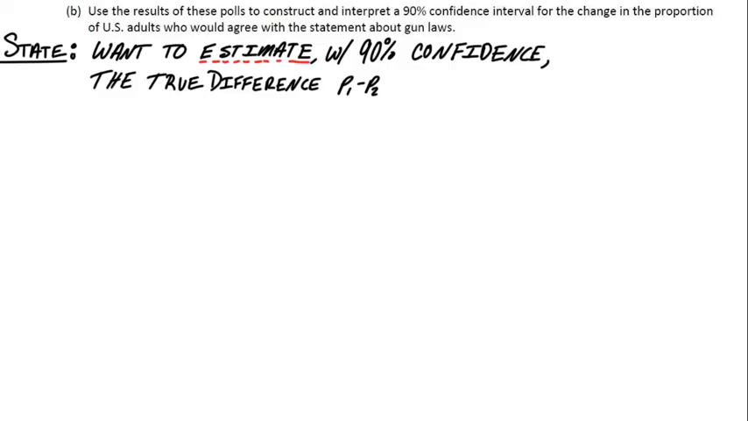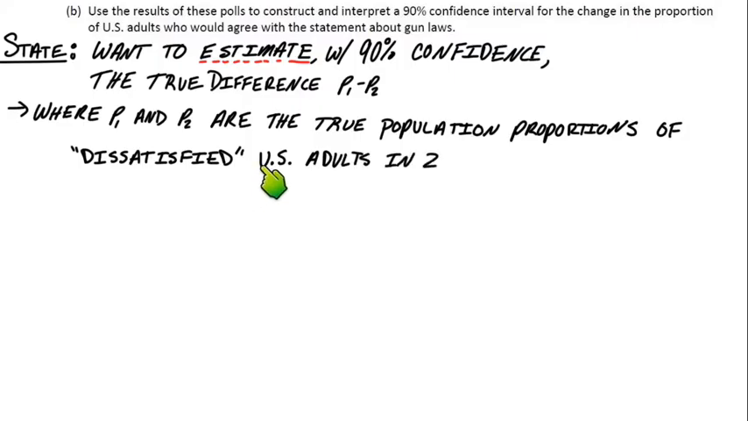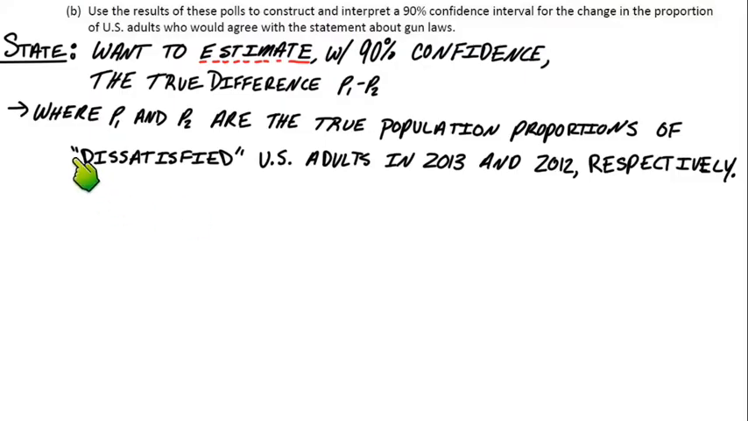The only thing that we're lacking right now is what P1 is and what P2 is. And it definitely matters what order we're subtracting them in. So let's give it some context here. We can say where P1 and P2 would be the true population proportions of "dissatisfied" U.S. adults in 2013 and 2012, respectively. I put just "dissatisfied" in quotes because I didn't want to write the whole statement that they used in the question.